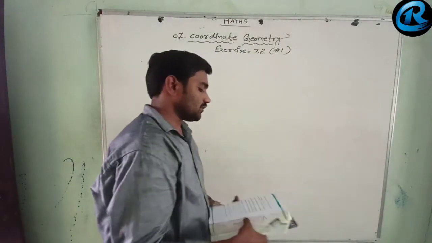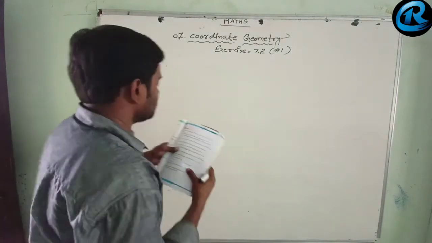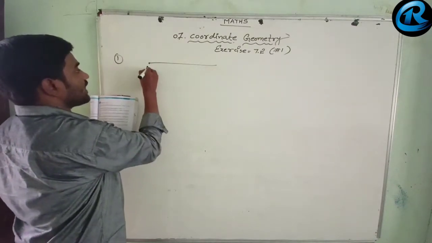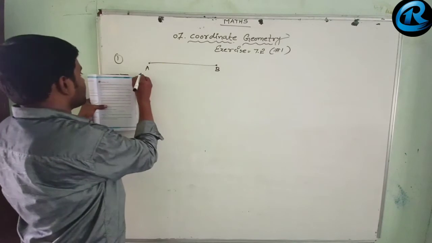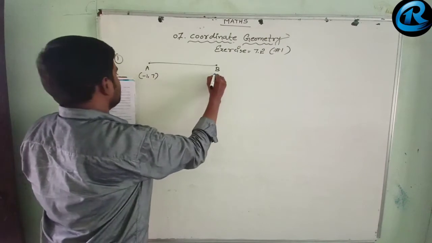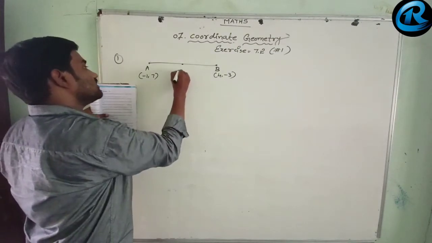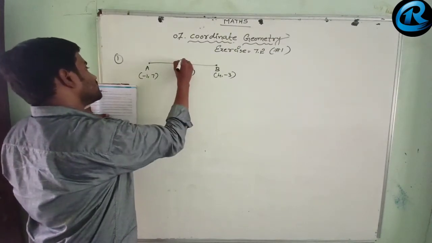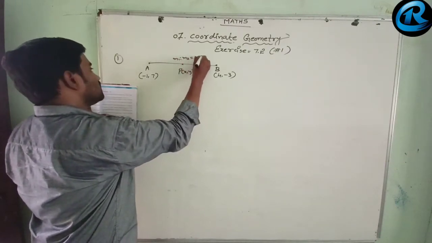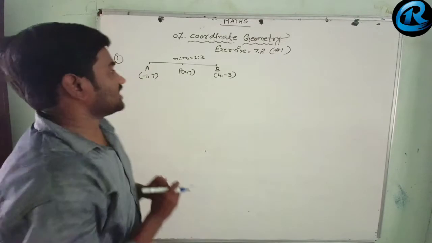Question number 1 is: find the point which divides the line segment. Suppose this is A and B. The points A (-1, 7) and B (4, -3). This point P(x, y) divides the segment in the ratio m1:m2 equal to 2:3. We have to find the point P(x, y). So we have to use the section formula.